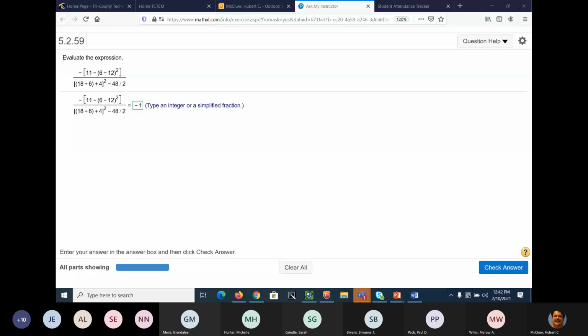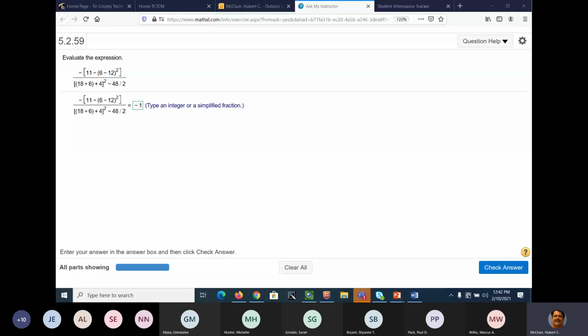All right, so this is a test question. Tell me when you can see the 5.2, number 59. You see it? Yes or no? It just came up. I can see it. Okay, well, at least it came up.